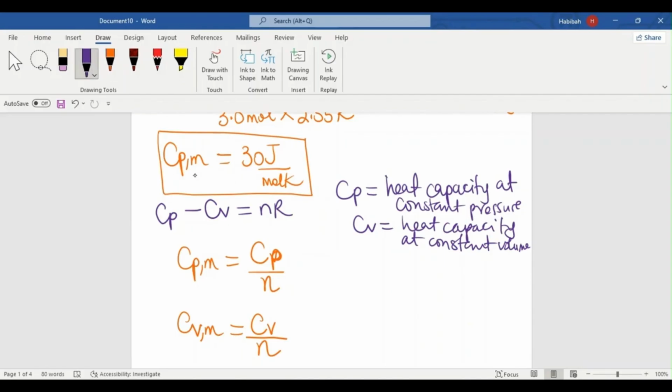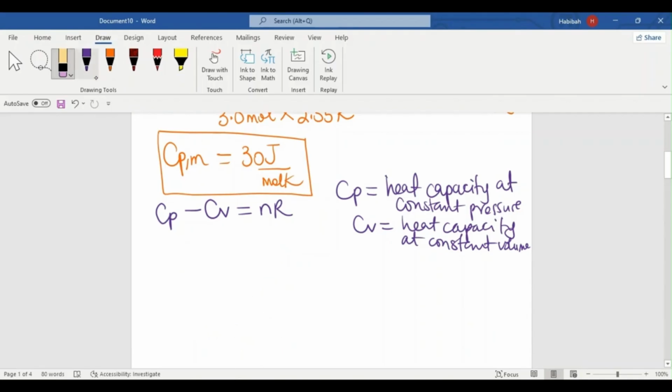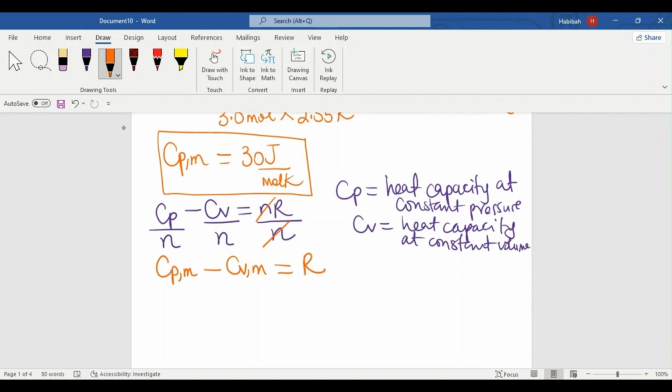So now let me erase this and continue our work. We're trying to go from heat capacity to molar heat capacity, so we're going to divide by the number of moles. Whatever we do on the left side of the equation, we do on the right side of the equation. So the number of moles cancels out, and what we end up with is Cp,m minus Cv,m equals R.